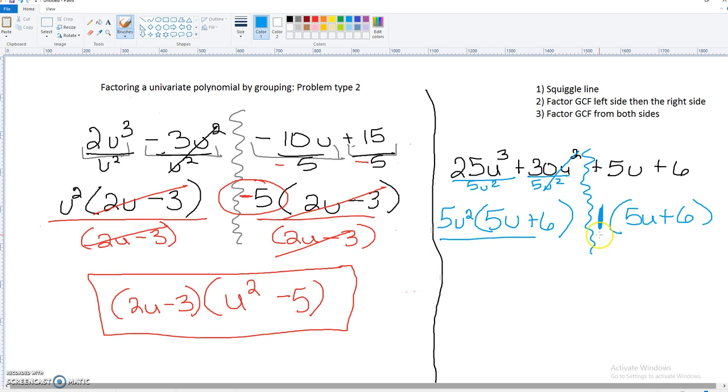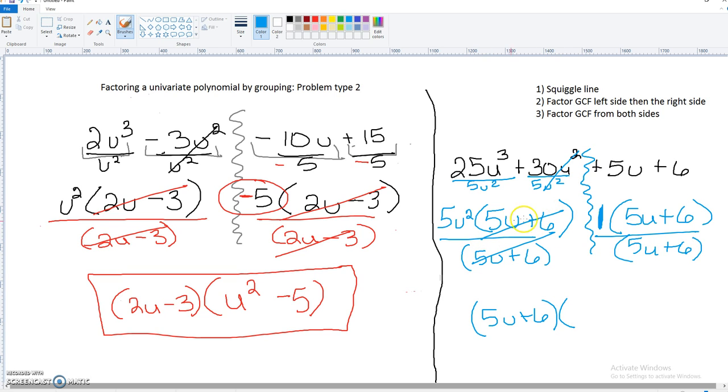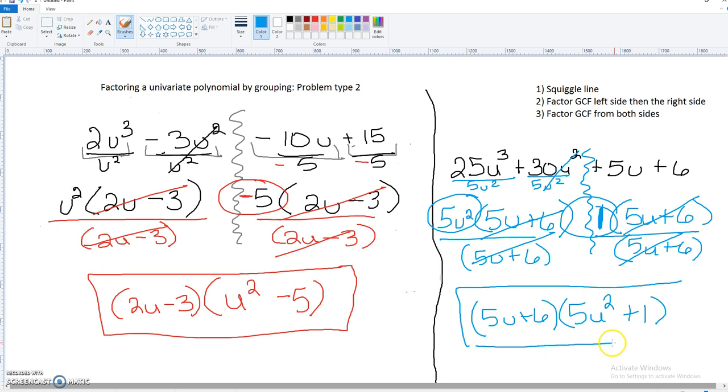Okay, so on both sides, we're taking that 5u plus 6 out. So 5u plus 6. And then the only thing that was left over here was 5u squared. And the only thing left over here is a positive 1. And this is your whole answer.